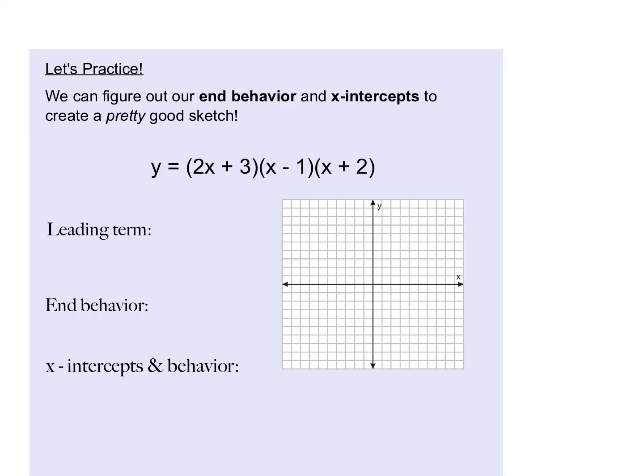All right, everybody go to this page. We can figure out our end behavior and x-intercepts to create a pretty good sketch. I feel like this is complete review. You should be able to graph this. In a moment, I'm going to ask you to compare your answer to the kid next to you. First, find the leading term from this, this, and this, and put it right here.